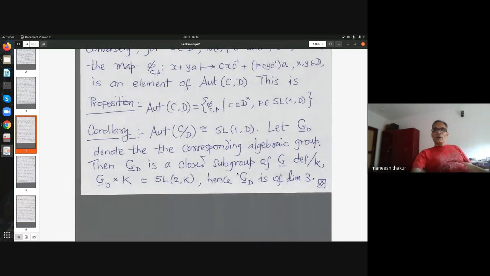Anyway, so therefore the dimension of this group, which I am denoting by G lower D, this is a 3-dimensional group. So this dimension count we will need.